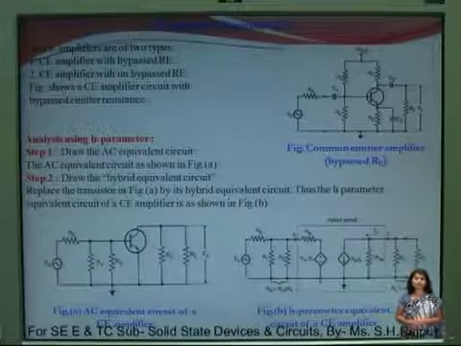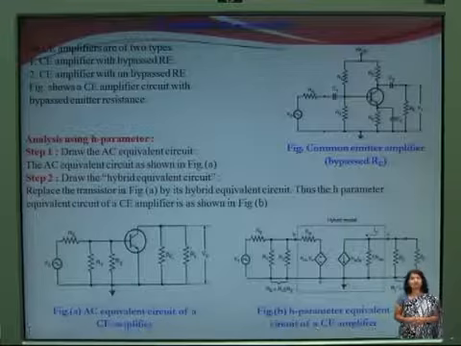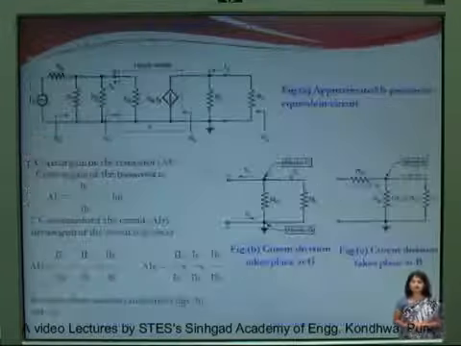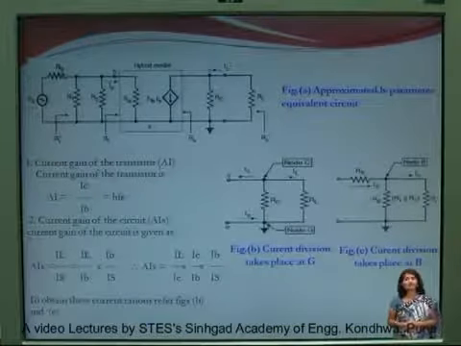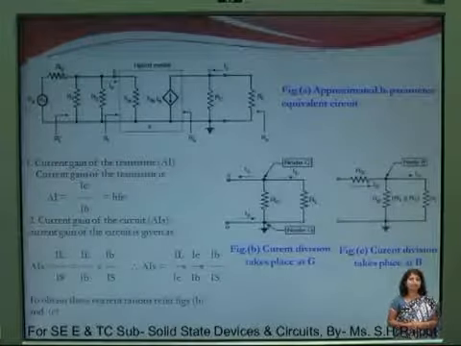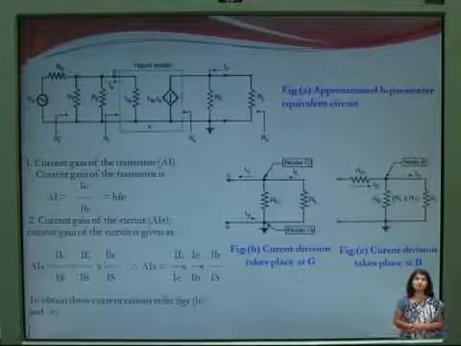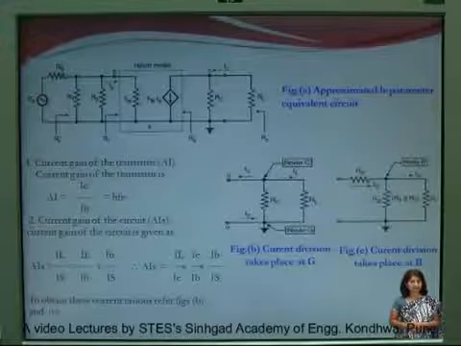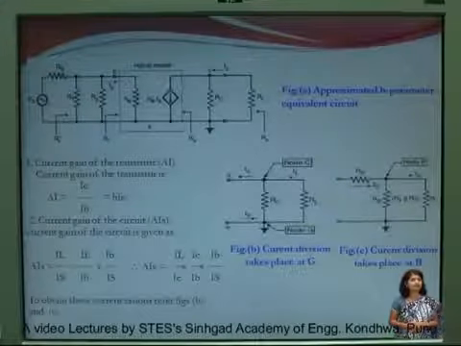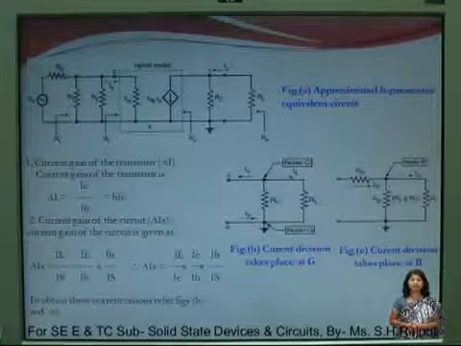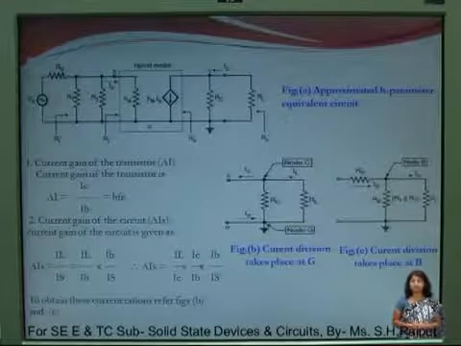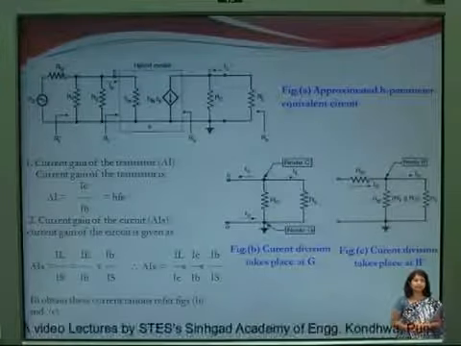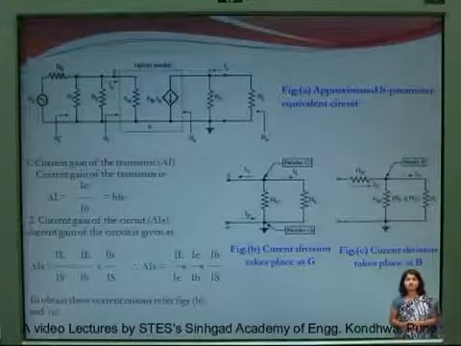Now if we proceed further, here hre and hoe are neglected as they have very small values. So the approximated parameter equivalent circuit only suggests we take hie and hfe in the circuit. Now it will show you R1, R2, RS, VS, then hie, hfe, then RC and RL at the last section. Now let's move forward with the current gain of the transistor AI, which is given by IC divided by IB. It is called the forward current gain of the transistor.